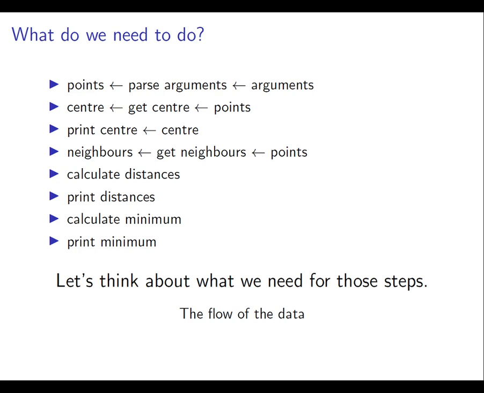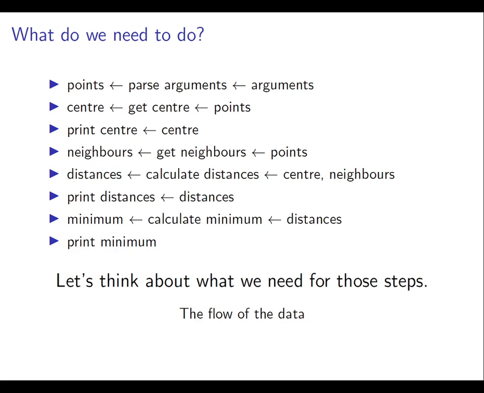To get neighbours, we're going to have to look at the points again, carry out the get neighbours process, whatever we decide that's going to be in our code, and the output will be a collection, probably an array, of neighbours. To calculate the distances, we're going to need both the centre and the neighbours so that we can compare them in the appropriate Euclidean sense, and the result will be a collection of distances. And we can print them out. Then we're going to have to look at those distances and work out which one is least, and then we're going to have to print it. Okay, this is progress. Let's have a look at the steps.